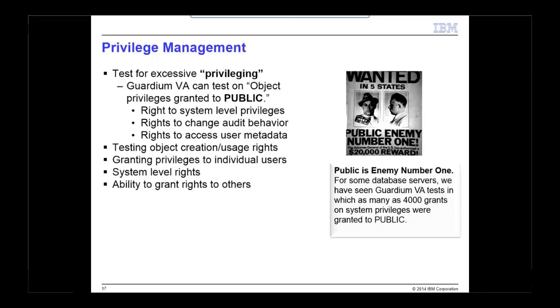And what we will do is we go through, look at objects and usage rights associated with those objects and the ability that people have to grant privileges to other users, as well as what users have system-level rights that may not need system-level rights, and the ability to grant rights to others. And so in this world of privilege management, public enemy number one is public. And we've actually seen situations where some database servers have as many as 4,000 grants on system privileges that were granted to public.